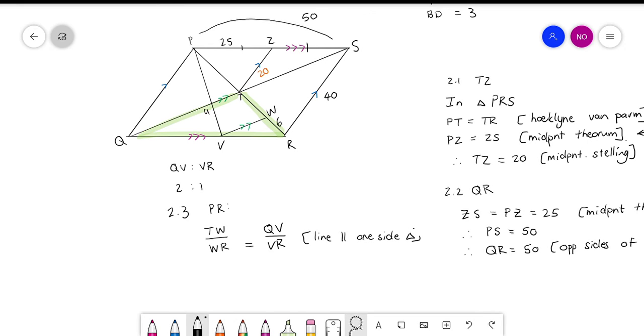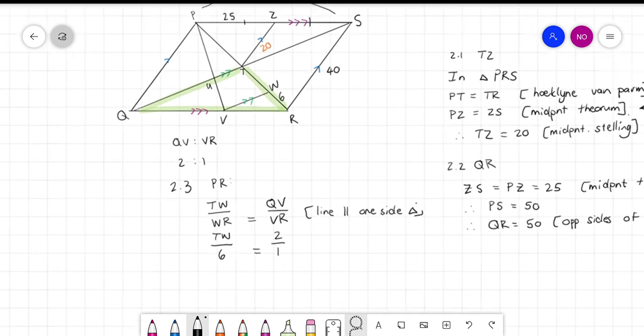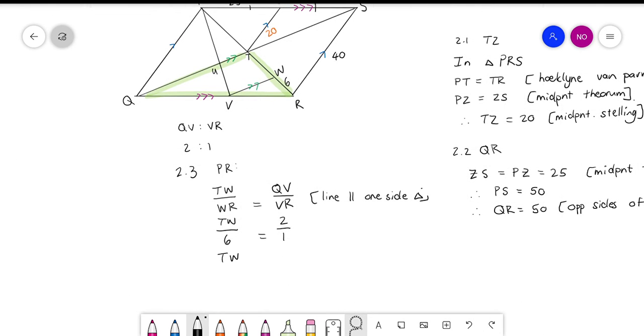Okay, goed, so. TV, weet ons nie wat die lengte is nie? That is 6 is equal to 2 over 1. Ek kry dit hiervan af. 2 oor 1. So then TW must be equal to 12. Meaning that the whole TR will be equal to 12 plus 6. Want daar is mos nou 12. Which gives me 18. And then we said we're actually looking for the whole of PR.